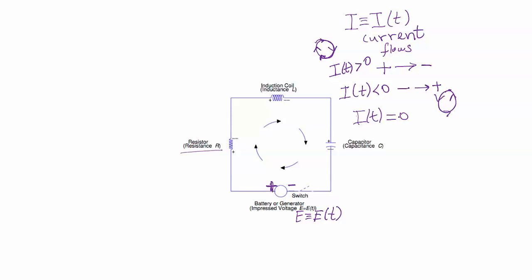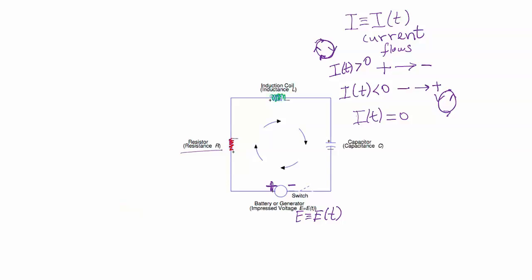Another thing to point out is that differences in the potential E of t are going to occur at 3 specific points on the circuit. These points are going to be called the resistor. This is this point here, the resistor, and there is the induction coil.